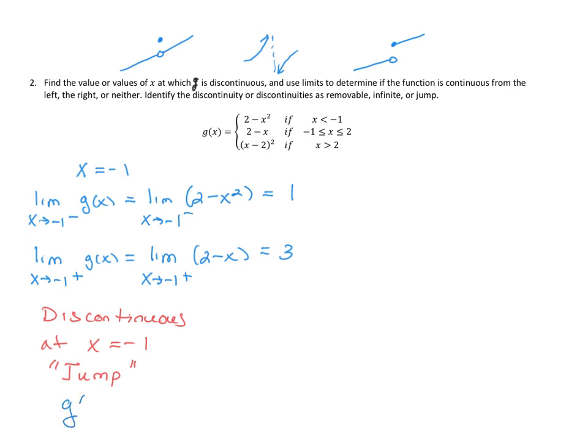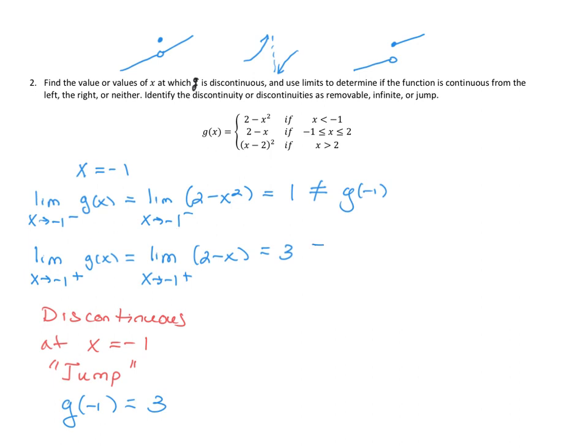We need to know what g of negative 1 is equal to. Well, I have to use the part with the equal sign with the negative 1, so we're talking about this middle part here. And 2 minus a negative 1 is 3. So if we're continuous from the left, it would have to be that this thing is equal to g of negative 1, which it isn't. So this is not equal to g of negative 1, because g of negative 1 is 3. So this is definitely not continuous from the left-hand side.